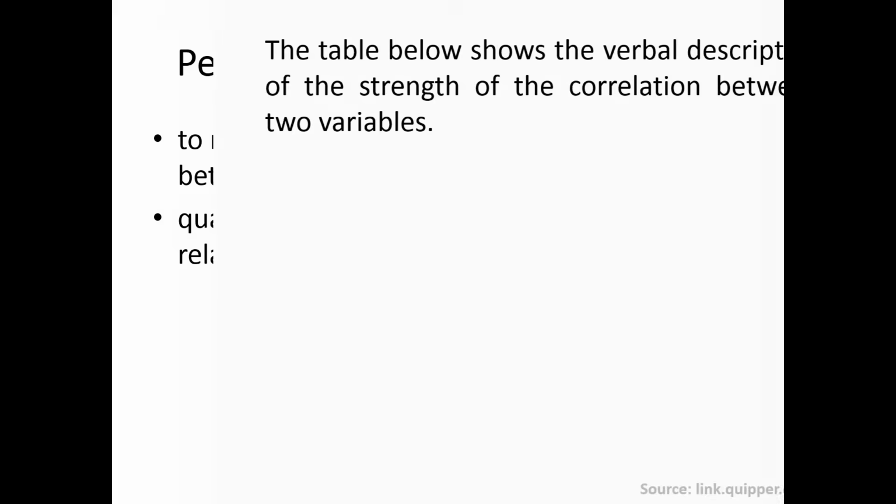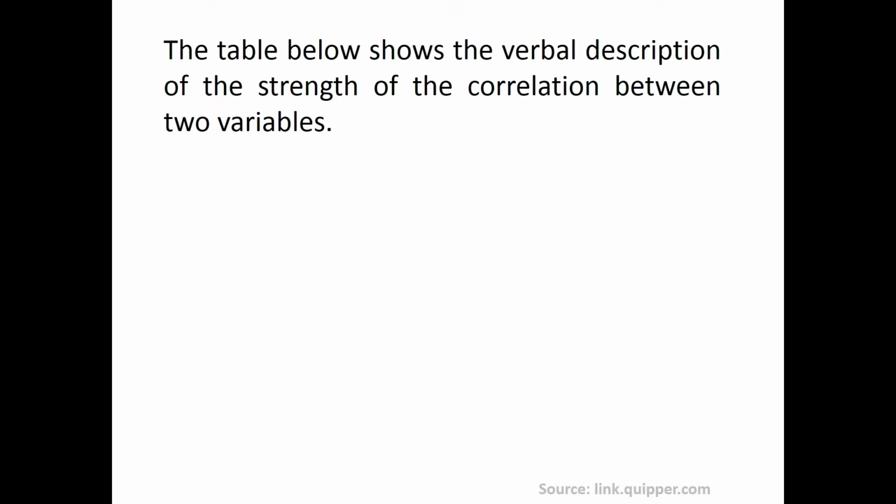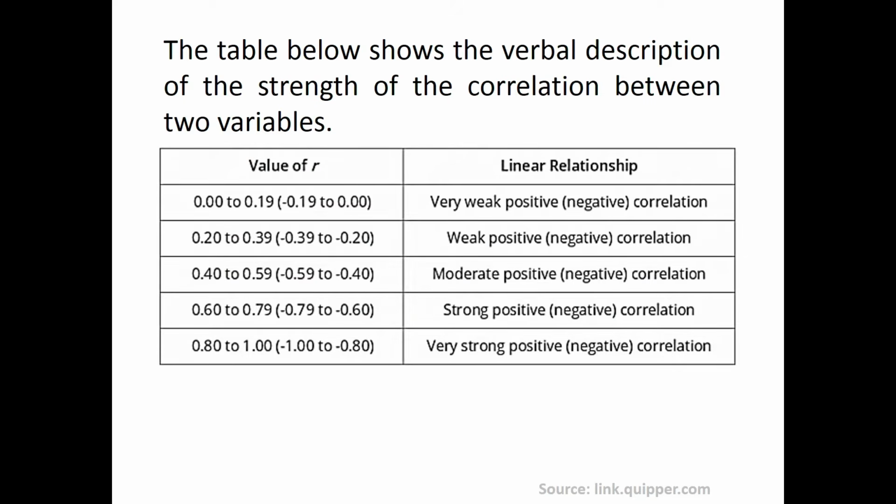Okay? So let me show you a table. So this table shows the verbal description of the strength of the correlation between two variables. So let me make it simple. So itong table na ito ay magpapakita sa atin that, for example, you're already done computing the correlation of the two variables. So itong table na ito ay makaka-guide sa atin kung paano natin i-describe yung relationship ng dalawang variable based only on numbers. So this is a table.